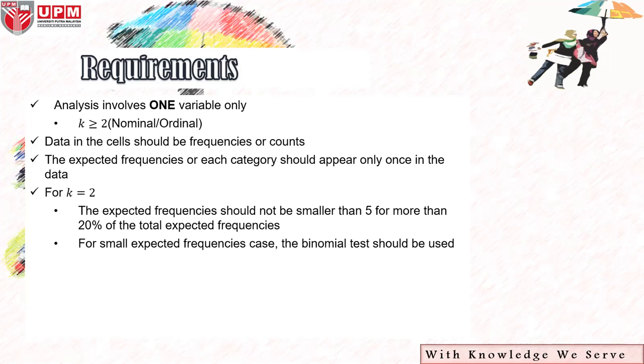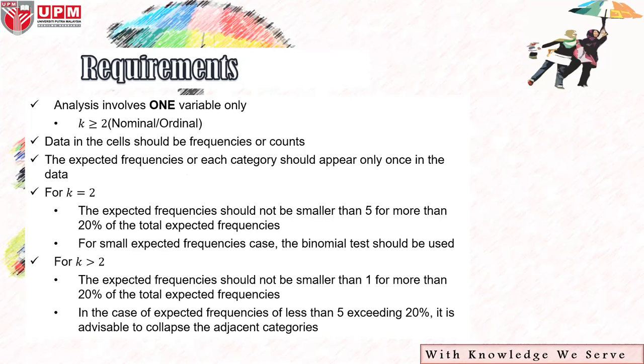Okay, for number of groups equal to 2, the expected frequencies should not be smaller than 5 for more than 20% of the total expected frequencies. This one we will check after we run the analysis. We will test this assumption, this requirement, after we run the analysis. If we have small expected frequency cases, then we need to run the binomial test, which will not be covered in this course. We don't cover this one.